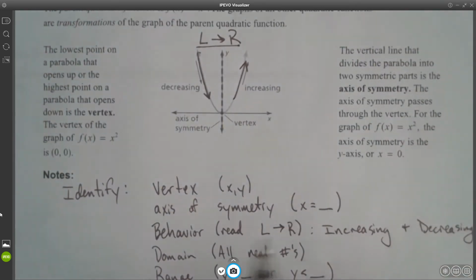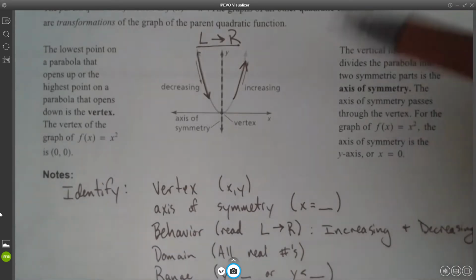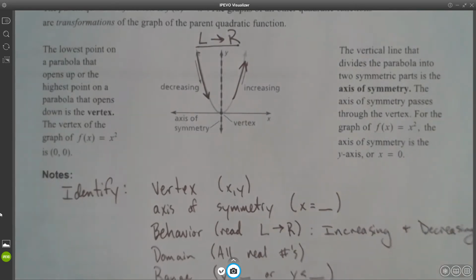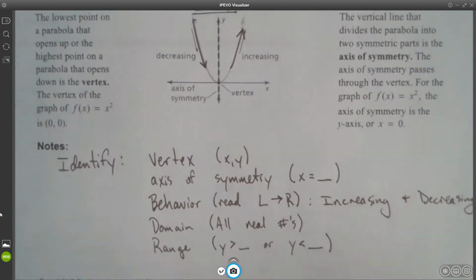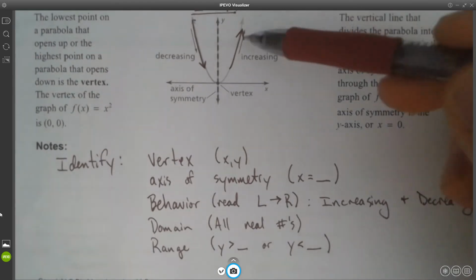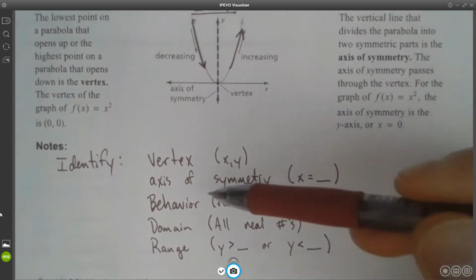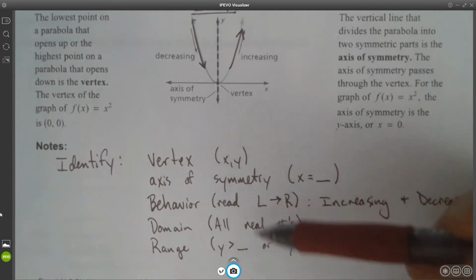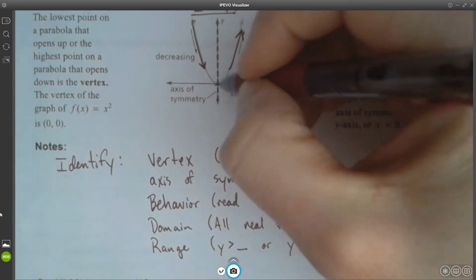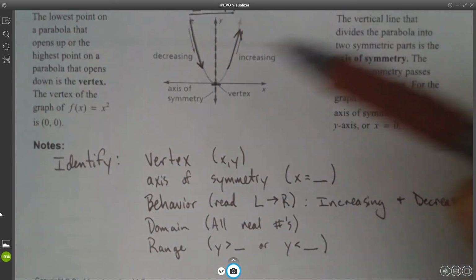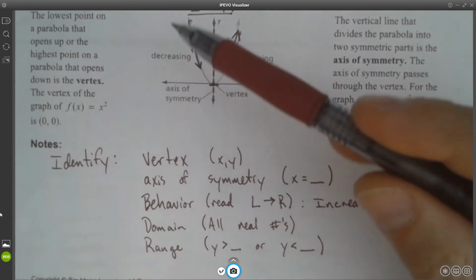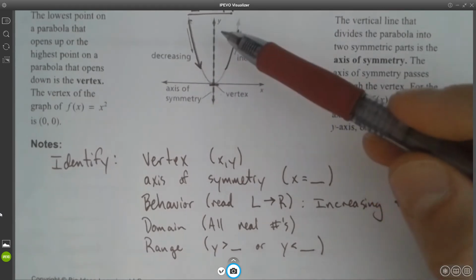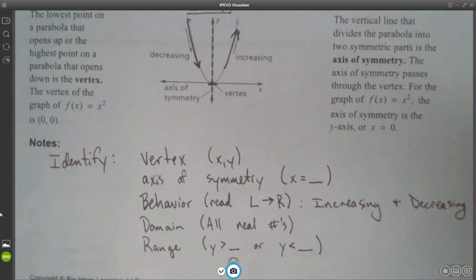The vertex we'll just be writing as a point. The axis of symmetry is a vertical line, so we'll write that as x equals whatever the x value of that line is. And then we'll also identify domain and range. Domain for quadratic functions is all real numbers. There are not going to be any restrictions on our domain, but our range, because we have a minimum or maximum value, we'll be able to say there are some y values that do not work. For example, this one here, the range would be everything this point or higher. This graph never goes below this point here.